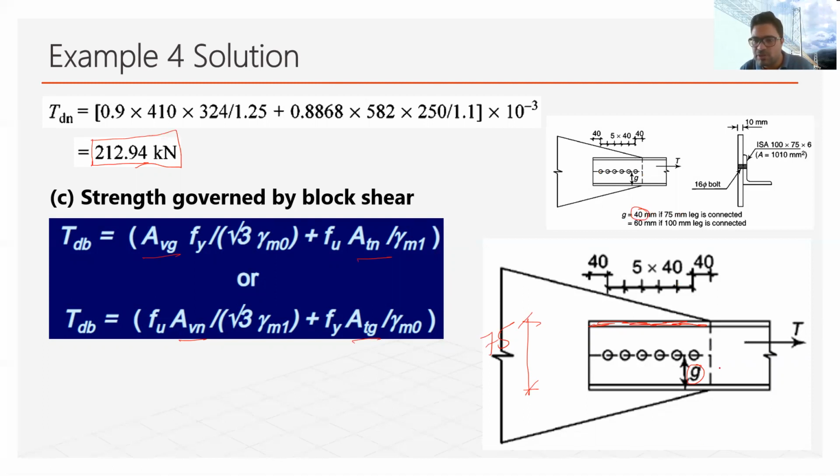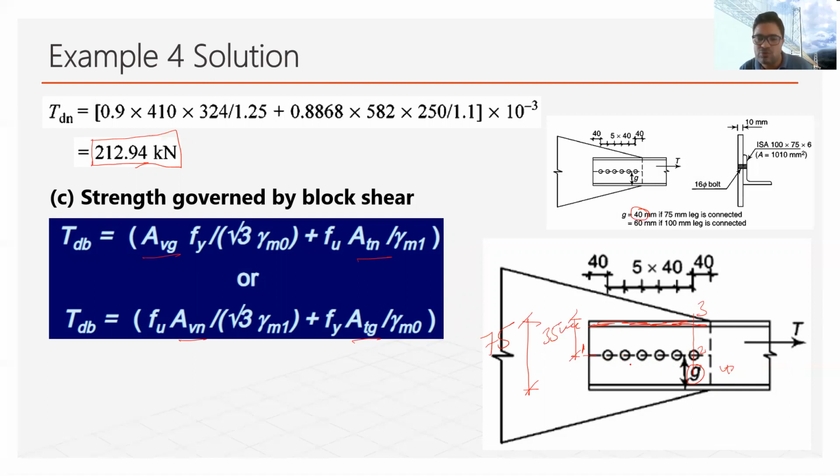So the G value is 40, so this value will be 35 mm. Okay. So again, now we are considering section 1, and from this part, this line. So 1, 2, 3. Okay. So again, considering line 1, 2.